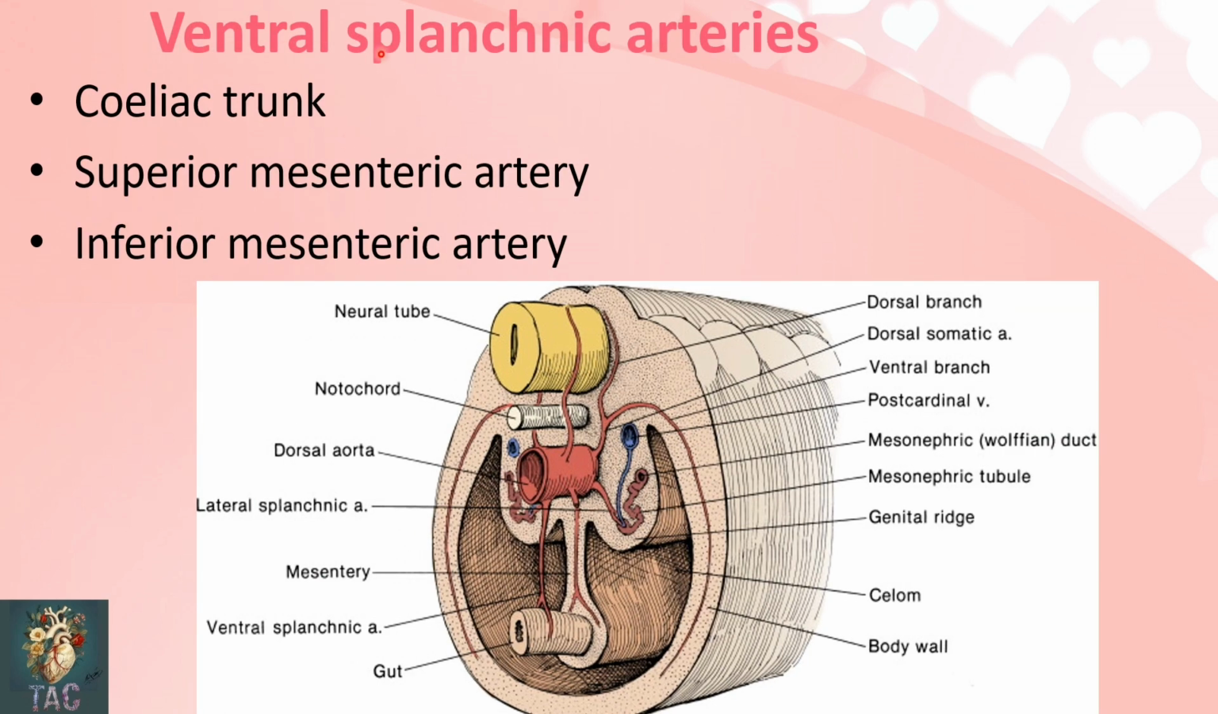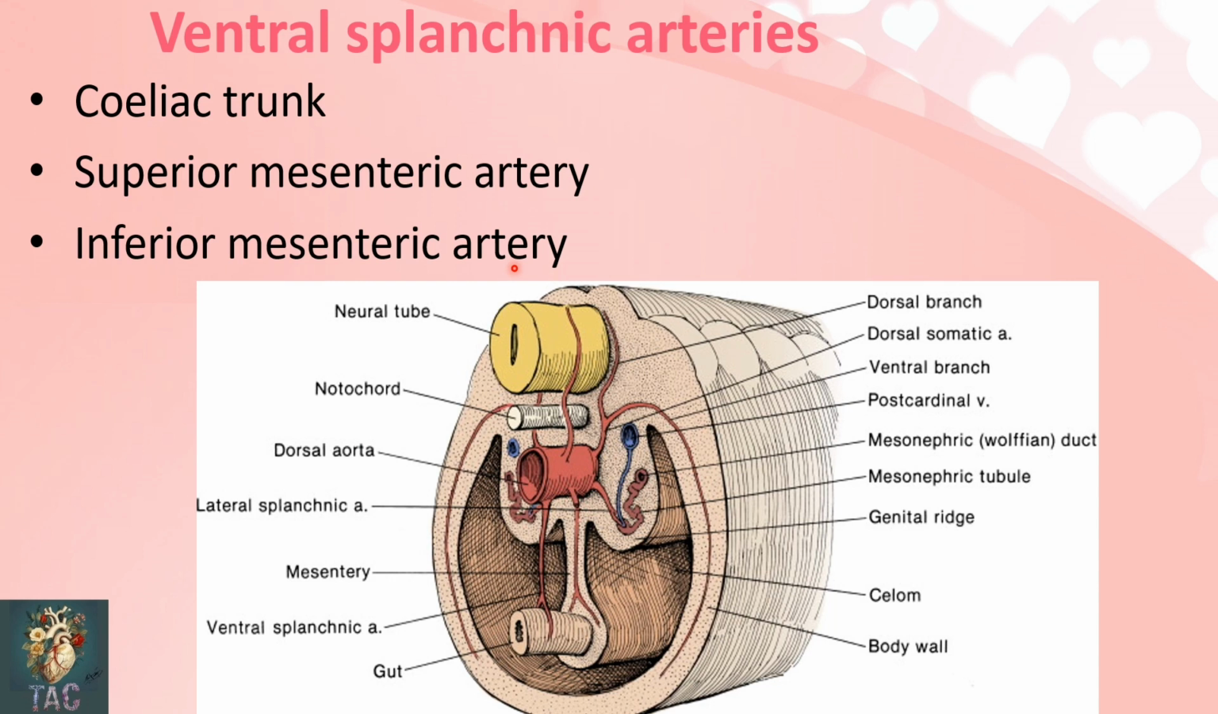Then the ventral splanchnic branches. So this is the ventral branch. This branch is supplying the gut tube. So please remember, these ventral splanchnic branches run in mesentery, and in the area of the foregut they are forming celiac trunk. In the midgut they are forming superior mesenteric artery, and in the area of the hindgut they are forming the inferior mesenteric artery. So these are the different branches of the dorsal artery.